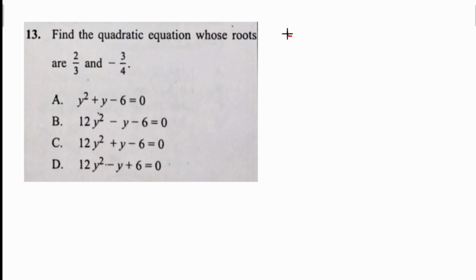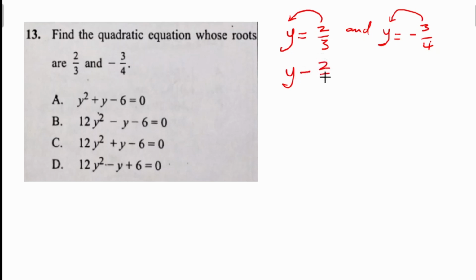So write the first one as y equals 2/3, and then the second one y equals -3/4. We are just going to turn these roots or solutions into factors of the quadratic equation. That is by moving each of these to the left hand side. So doing that, we are going to have y minus 2/3, then multiply this one to give us y plus 3/4.